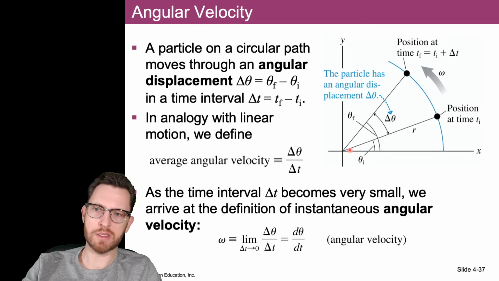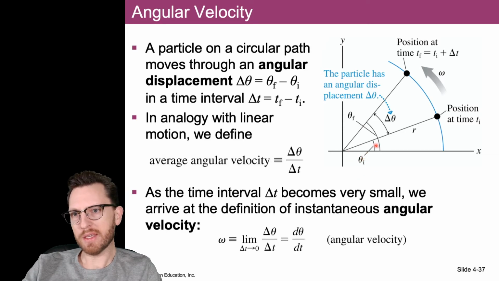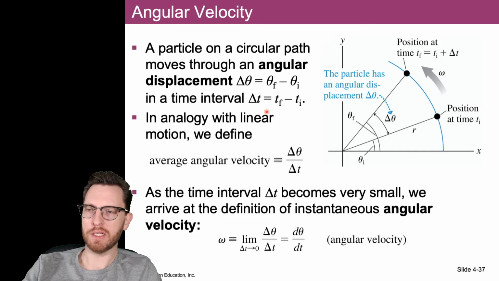It's always at the same distance away from the origin, so I can specify where along the path it is just with the angle. And then sometime later, that angle is now theta f. I can write the angular displacement as just the difference between those two angular positions. And those unfold in a time interval of delta t, just t final minus t initial.